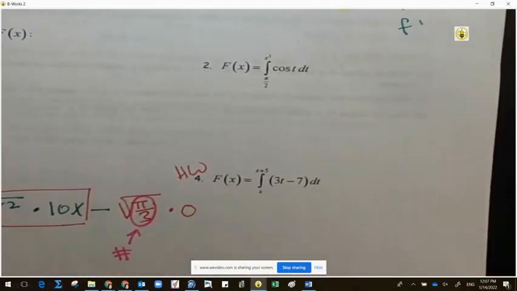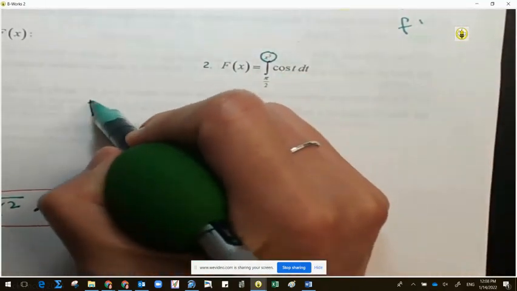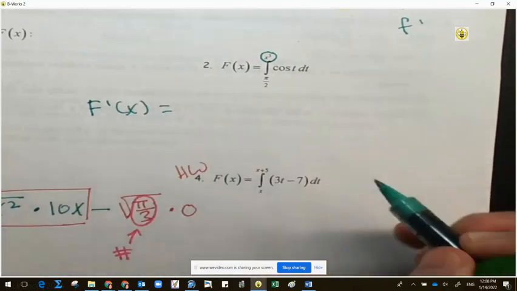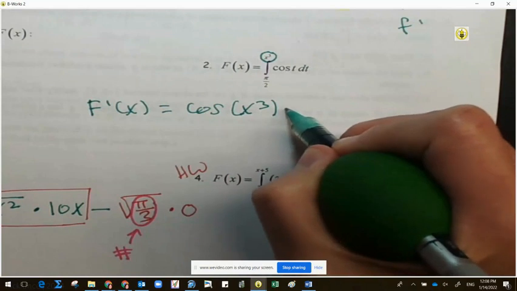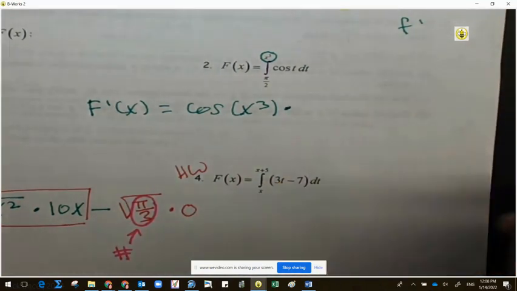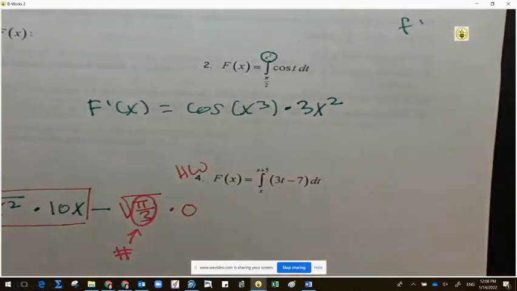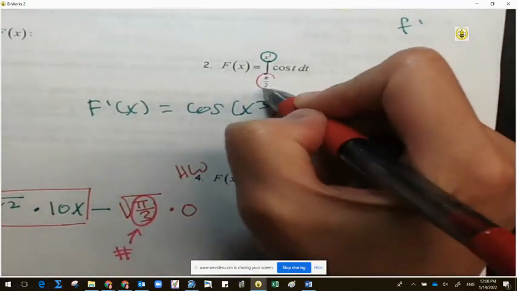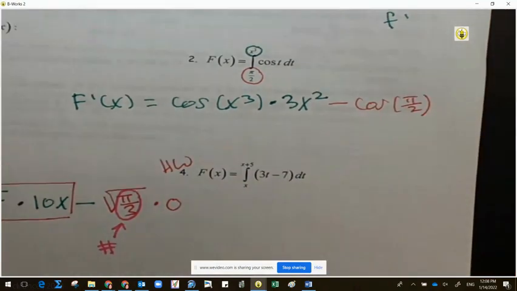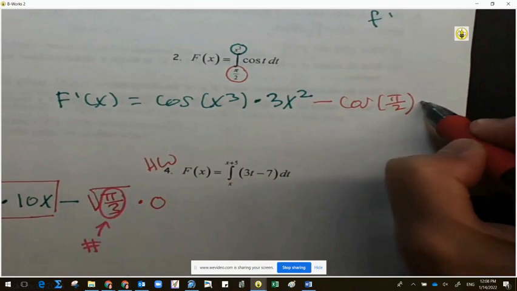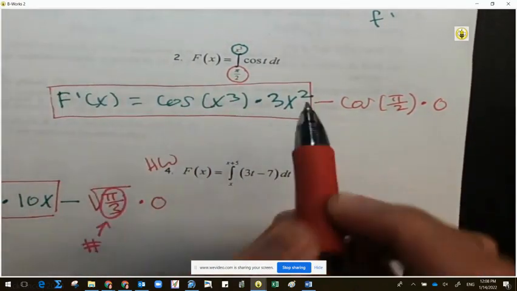Let's start by plugging in our upper bound. So when I do, I get f prime of x is equal to cosine of x cubed. And then after we plug it in, what is the derivative of x cubed? 3x squared. And then we have minus, now plug in pi over 2. Cosine of pi over 2. What is the derivative of pi over 2? 0. So we know the only answer we want is this piece.